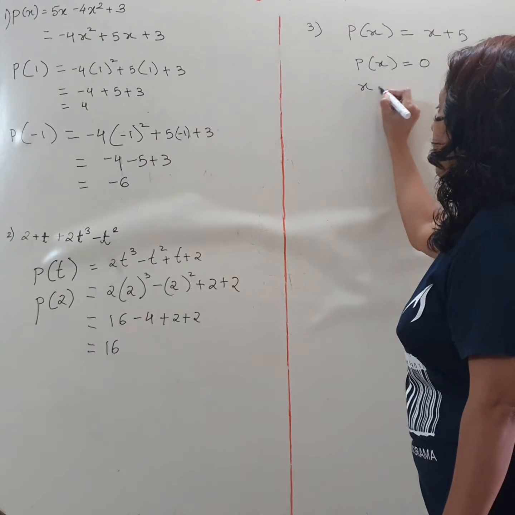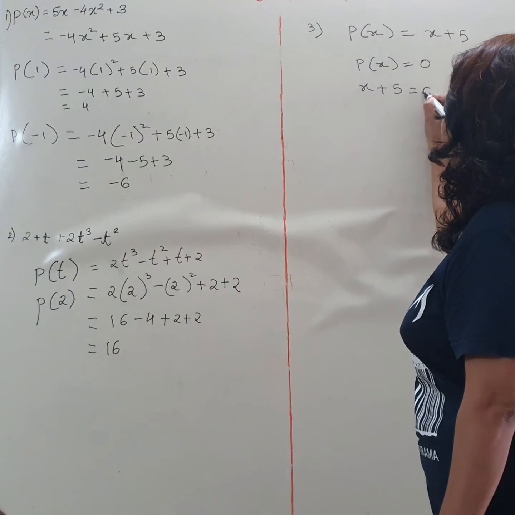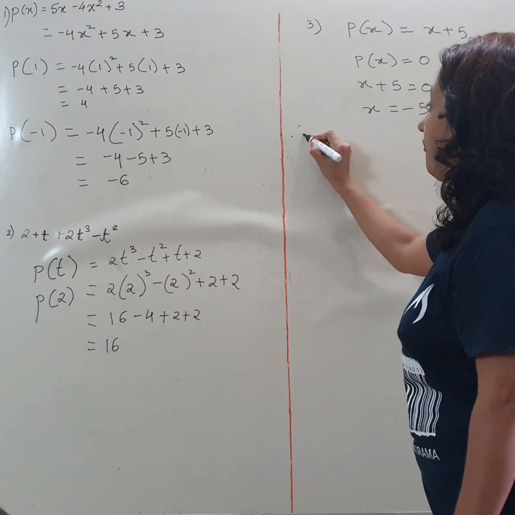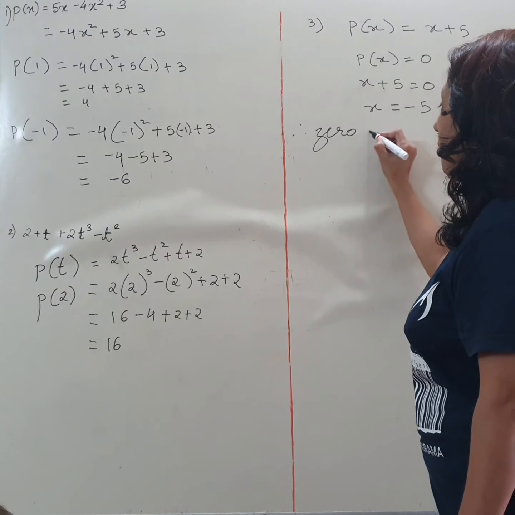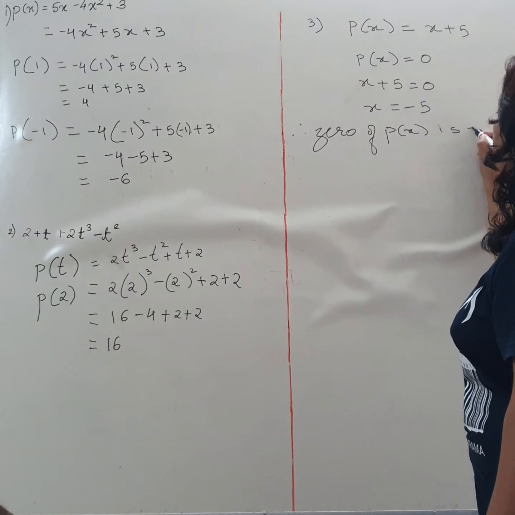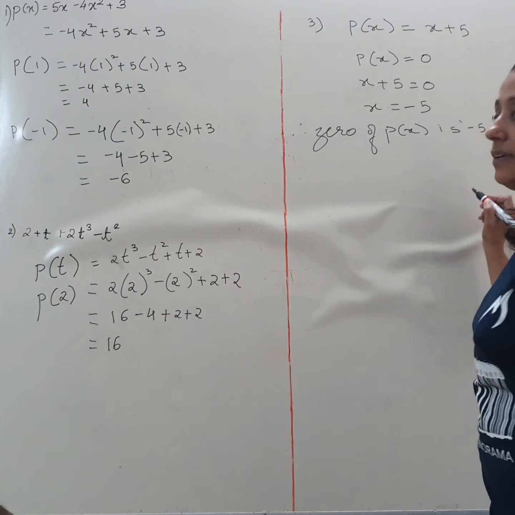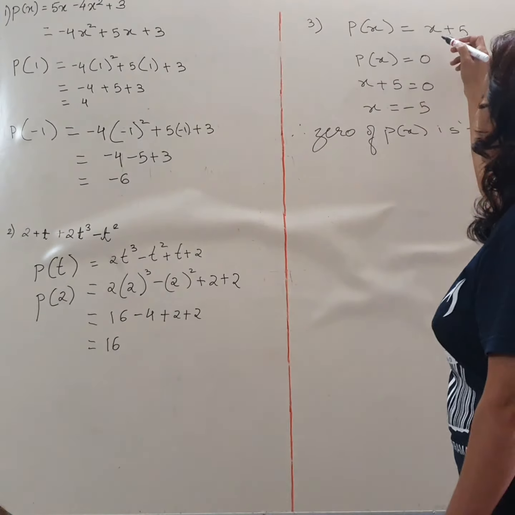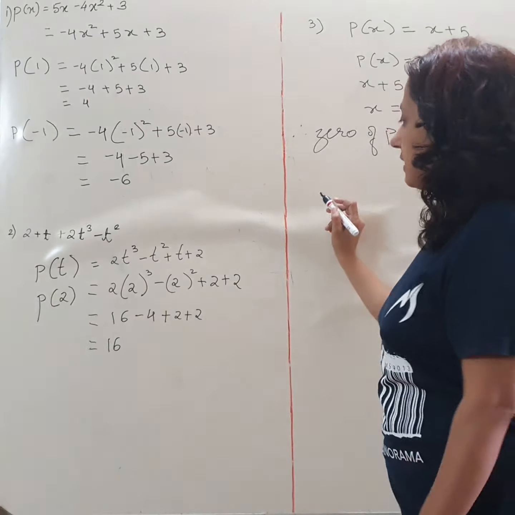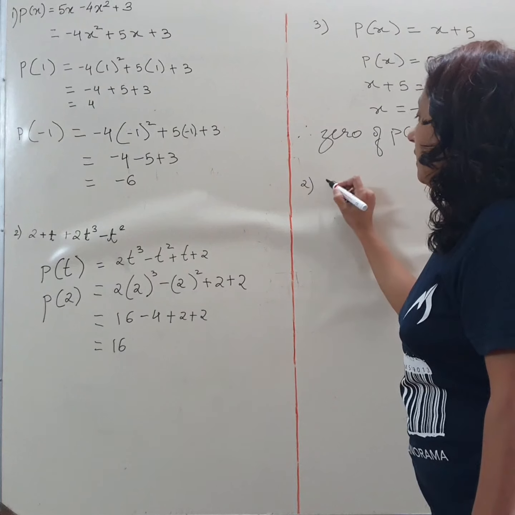That means x plus 5 is becoming 0. That means the value of x is coming out to be minus 5. So therefore, the 0 of the polynomial is minus 5. Here, since you can see the degree is 1, you have only one 0. Let us consider another example.